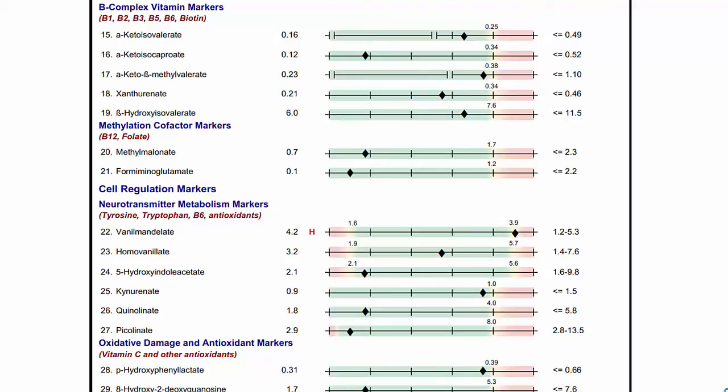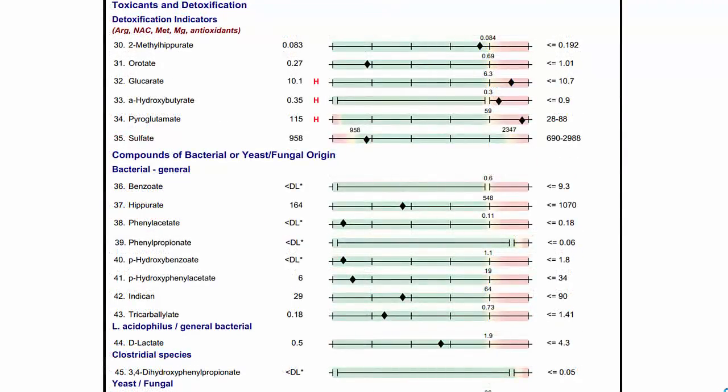On this page, you can see the B vitamin status. You can see methylation cofactors, and you can see the neurotransmitter health and oxidative stress. Oxidative stress markers are very important because these can be predictive in patients who have a high risk for cancer or patients who are concerned about adequate detoxification. The next section looks at detoxification indicators, and we also see compounds of bacterial imbalances, yeast, and fungal overgrowth.